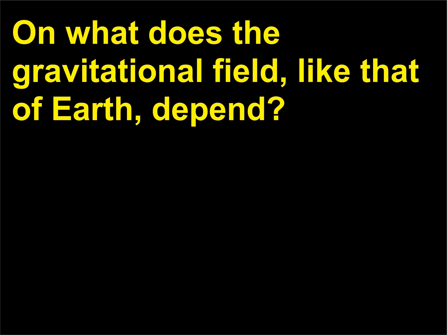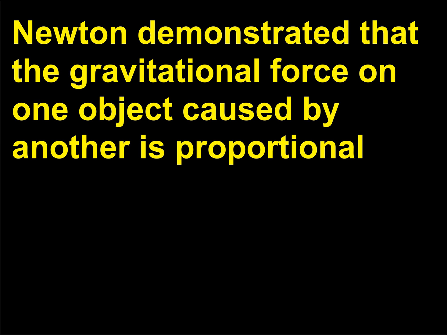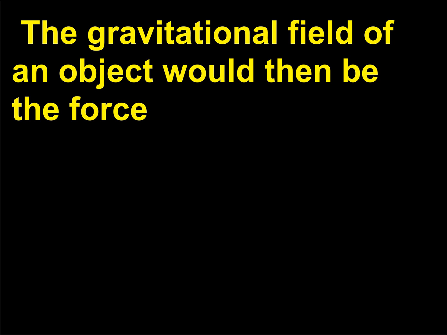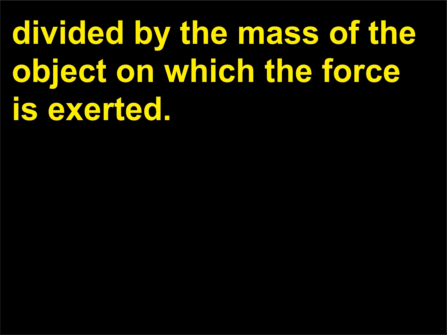On what does the gravitational field, like that of Earth, depend? Newton demonstrated that the gravitational force on one object caused by another is proportional to the product of the masses of the two objects divided by the square of the distance between them. The gravitational field of an object would then be the force divided by the mass of the object on which the force is exerted.